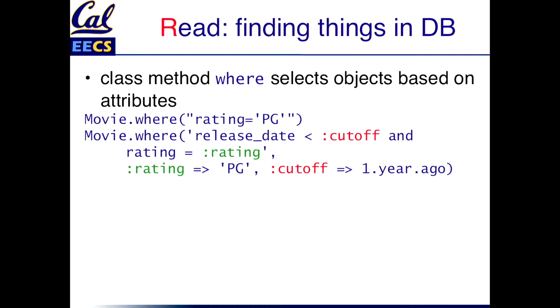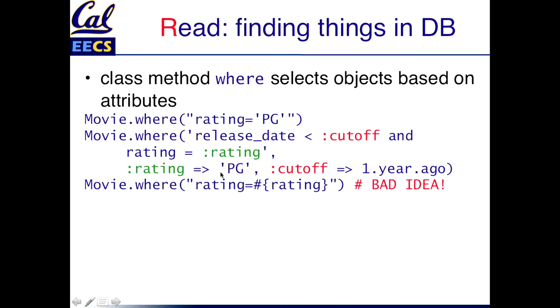So sometimes it's more clear to write a more complex query in this way because it makes clear what the intent of the query is, right? I have some cutoff in mind. I have some rating in mind. And I'm going to separately specify what the values of those are. So this is another option for how to do it.